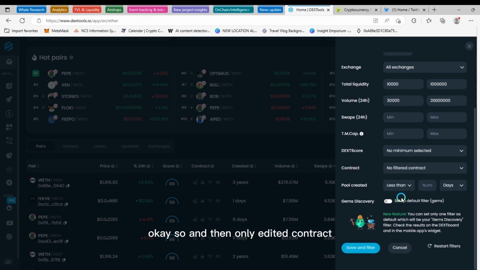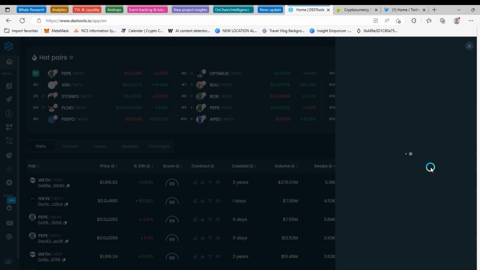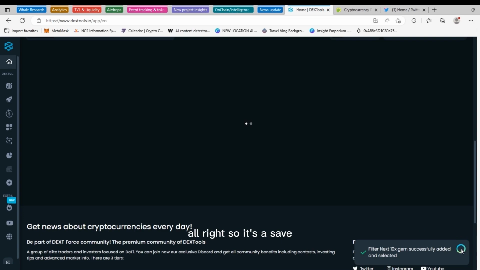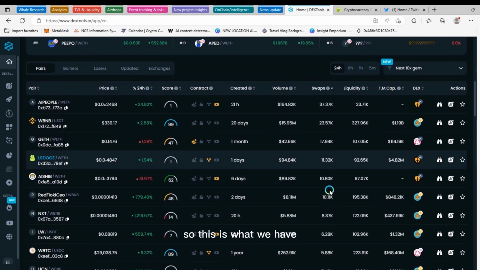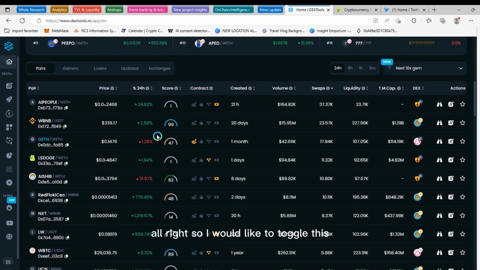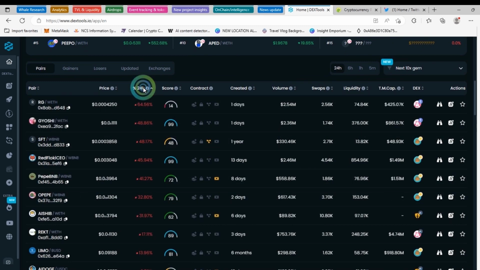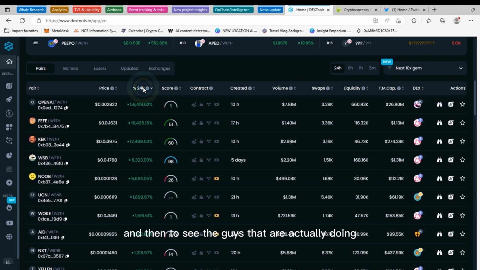Okay. So, and then only audited contract and save filter. All right. So it will save, and then here we are. Now, so this is what we have. All right. So I would like to toggle this and then to see the guys that are actually doing way cool in terms of percentage. And then if it's something I could possibly ape into.